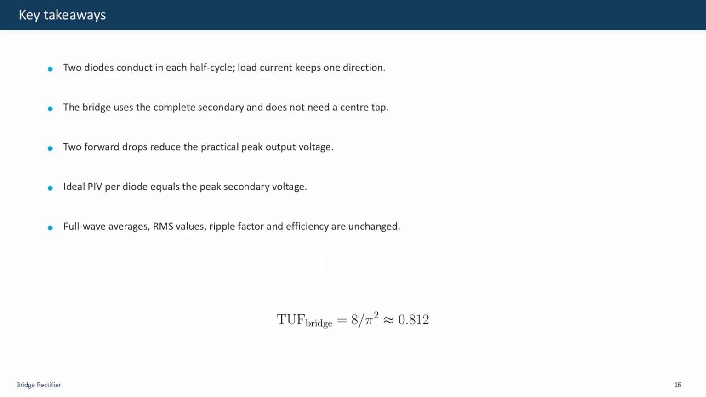A bridge rectifier uses 4 diodes, with 2 diodes conducting in each half cycle. The bridge keeps load current in one direction and uses the complete transformer secondary without a center tap. 2 forward diode drops reduce the practical output peak. Each diode requires a peak inverse voltage rating approximately equal to the secondary peak. The ideal average, RMS, ripple factor, and rectification efficiency results are the standard full-wave values. Most importantly, the ideal transformer utilization factor is 8 over pi squared, approximately 0.812.